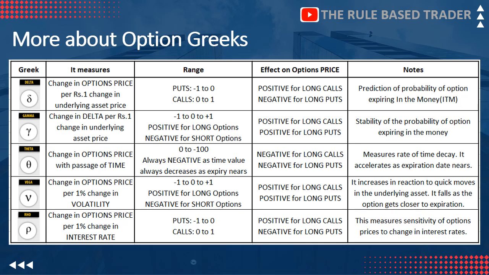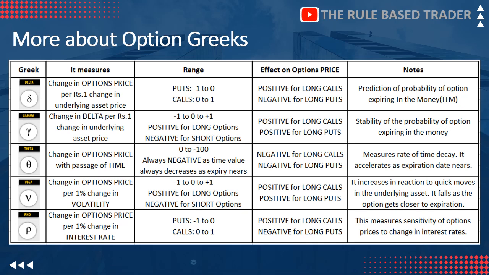The next one is gamma. It measures the rate of change of delta per 1 rupee change in the underlying asset price. It typically ranges from -1 to 0 to +1. It's always positive for long options and it's negative for short options. It can also be said as the gamma measures the stability of the probability of option expiring in the money.